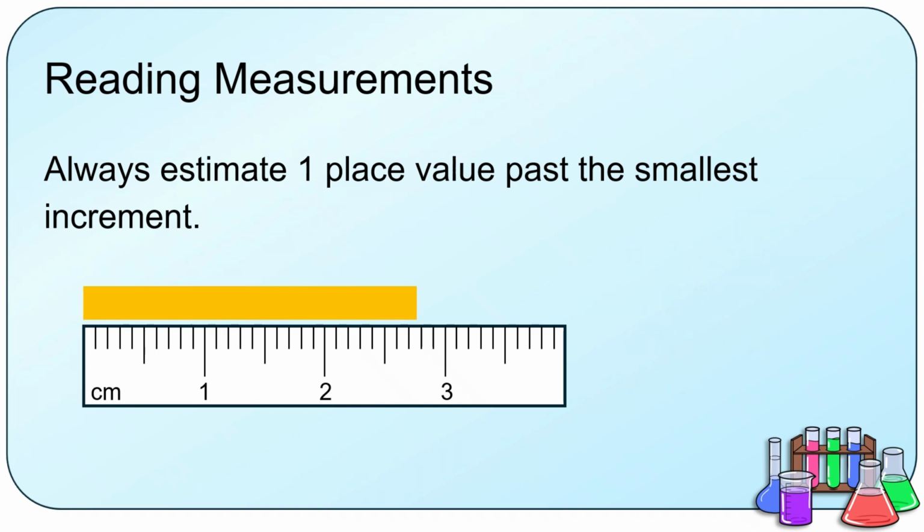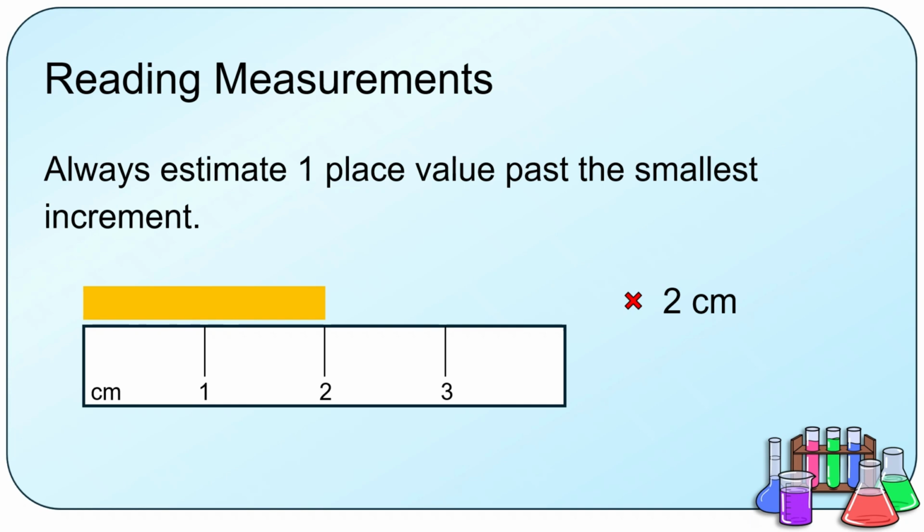There will be cases where your measurement falls directly on the tick mark, but the rule doesn't change. You still want to record one decimal place past the smallest increment. In this example, don't record this as 2 centimeters. Record this as 2.0 centimeters to show that this is exactly 2 centimeters, not 1.9 and not 2.1.